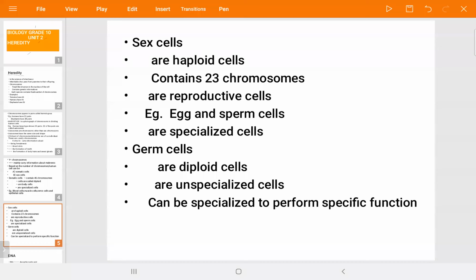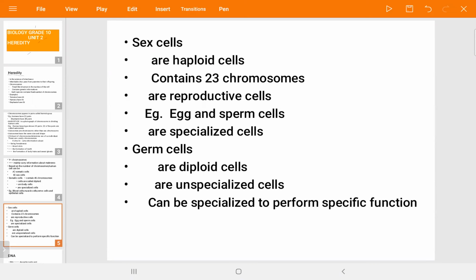Haploid cells contain half of the chromosomal number of parental cells. They are reproductive cells. In fact, they are specialized to perform specific functions. That's reproduction. Like somatic cells, they are specialized cells to perform specific functions. But they contain half of the chromosomal number of parental cells. Example, egg cell and sperm cell.